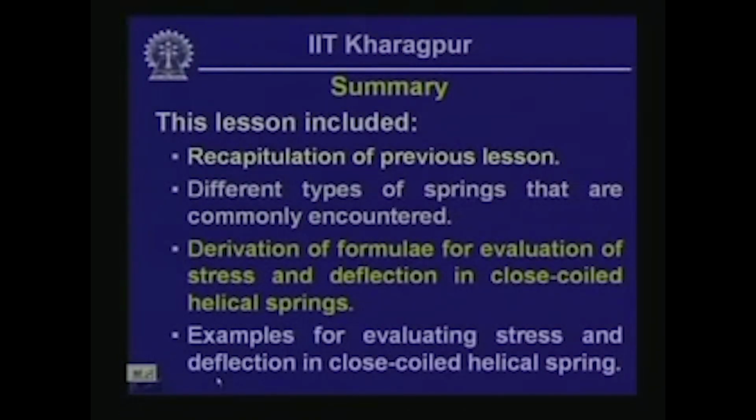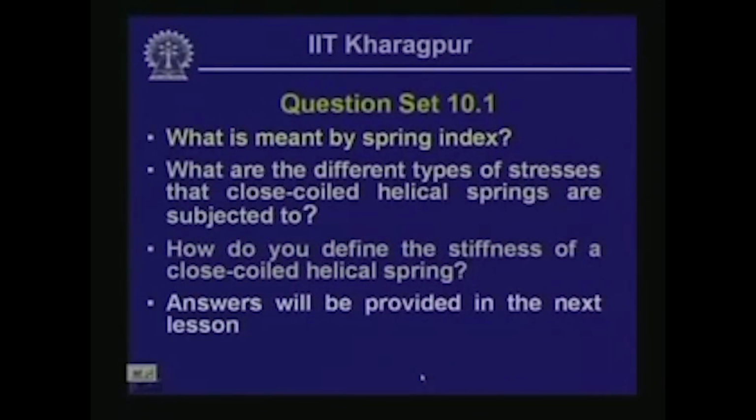Hence, to summarize, in this particular lesson we have looked into aspects of the previous lesson through our question answers. Also, we have looked into the different types of springs that are commonly encountered. We have looked into the derivation of formulae for evaluation of stress and deflection in closed coil helical springs, and also we have looked into some examples for evaluating stress and deflection in closed coil helical springs.